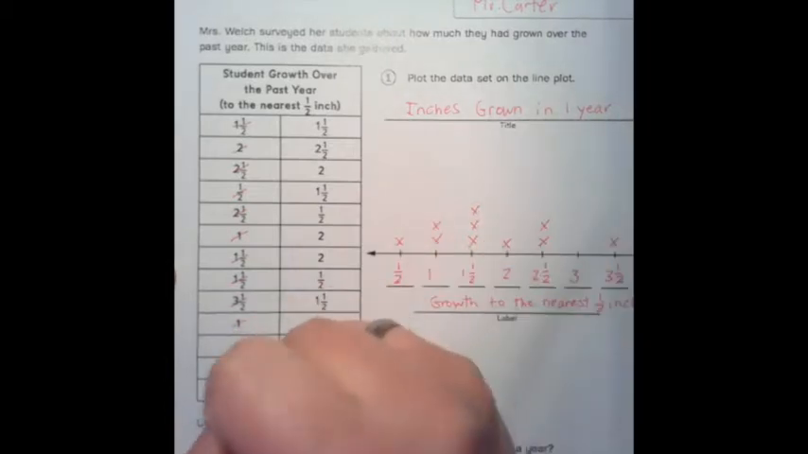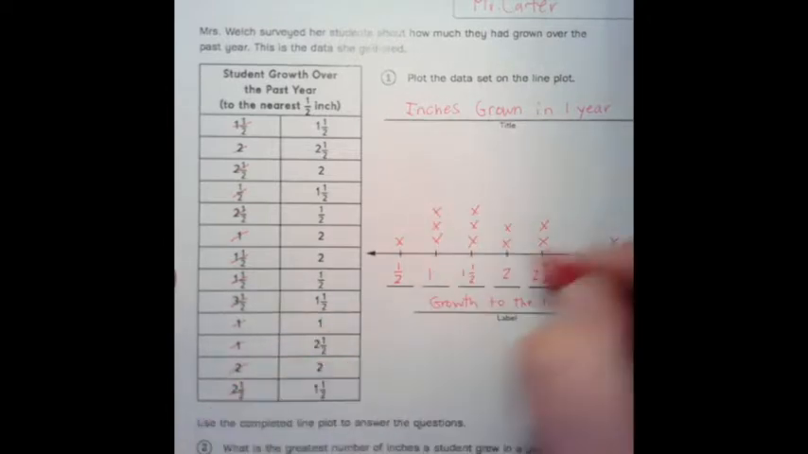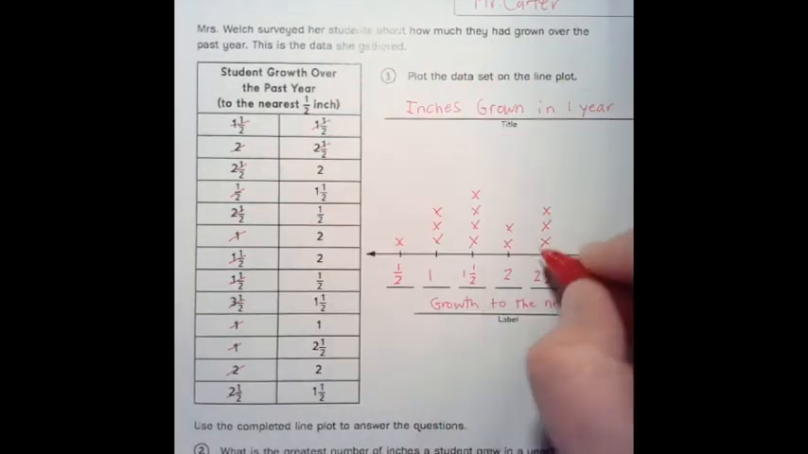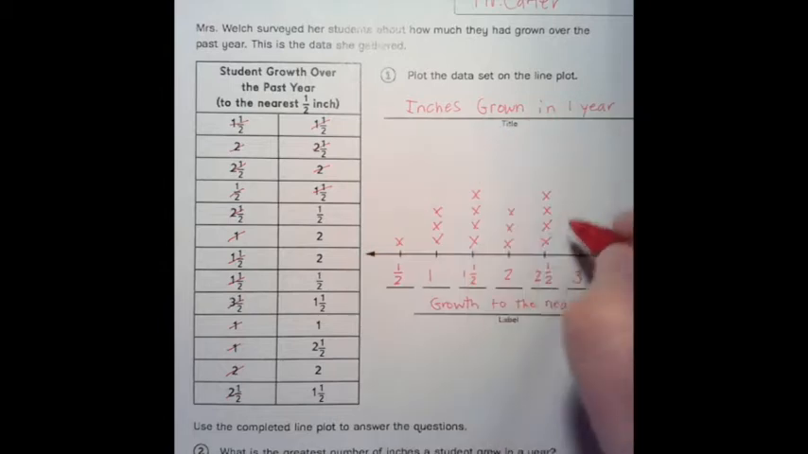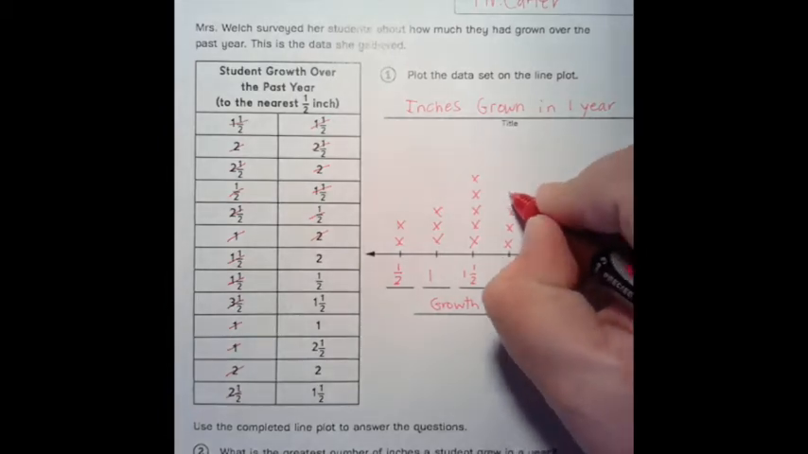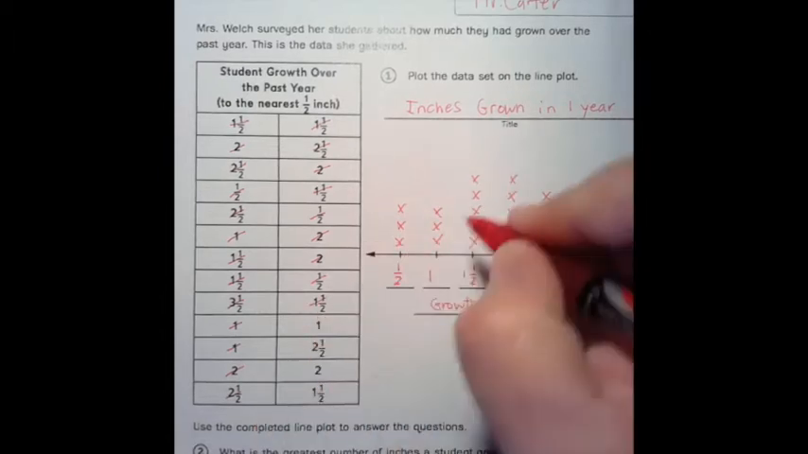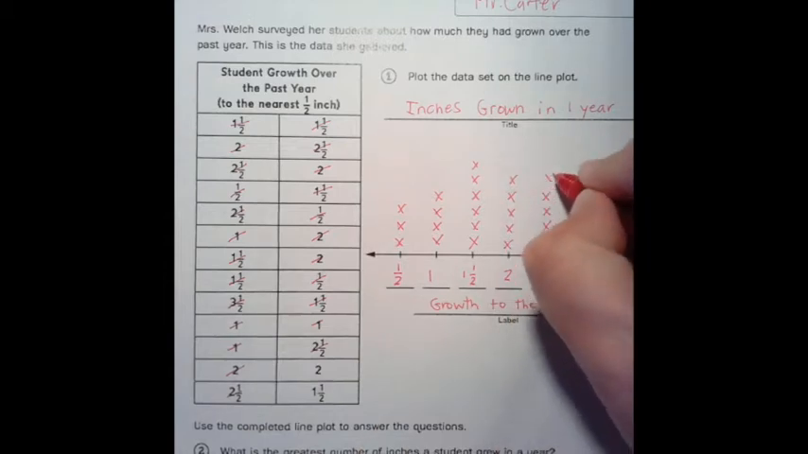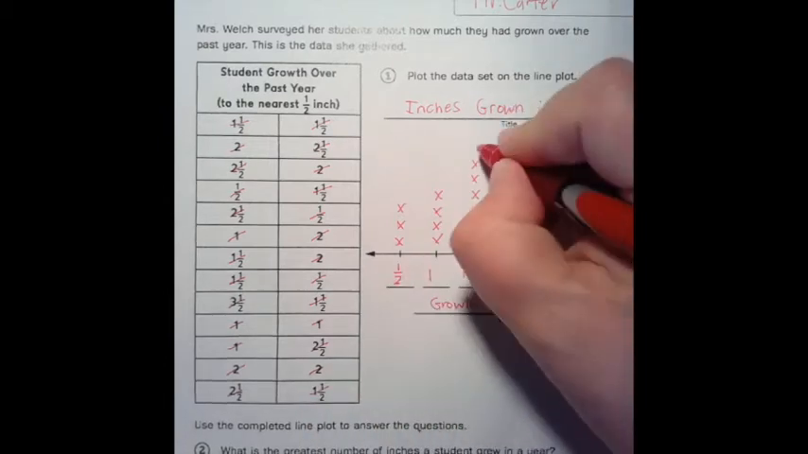1. 1. 2. 2.5. 1 and 1/2. 2.5. 2. 1.5. Half. 2. 2. Half. 1.5. 1. 2.5. 2. And 1.5. And there you have it.